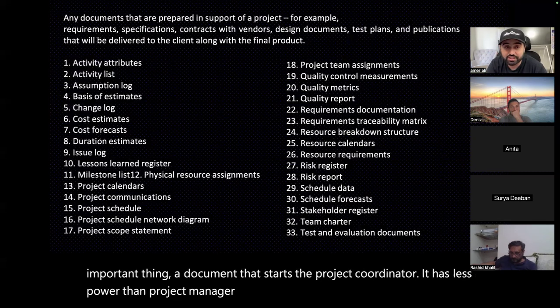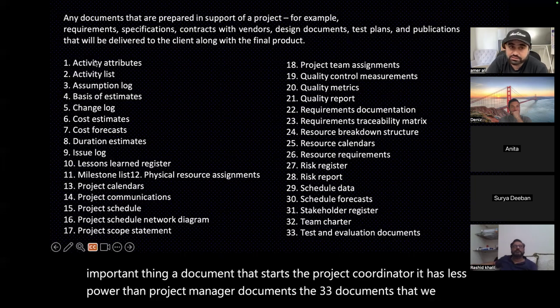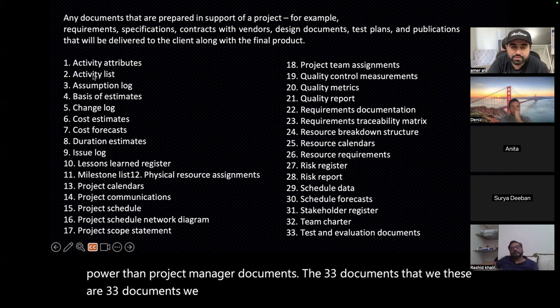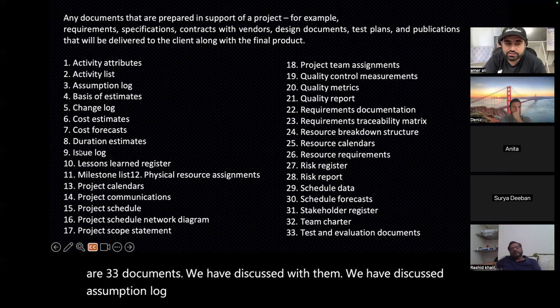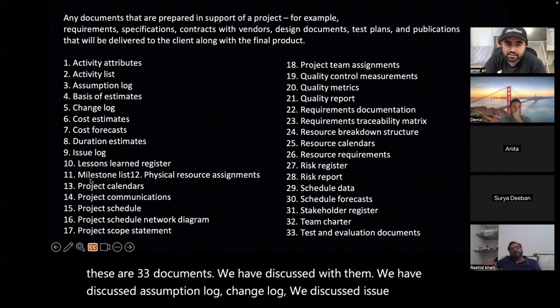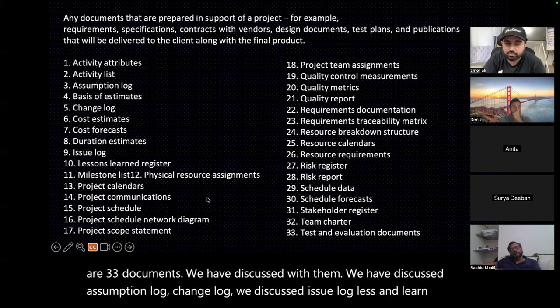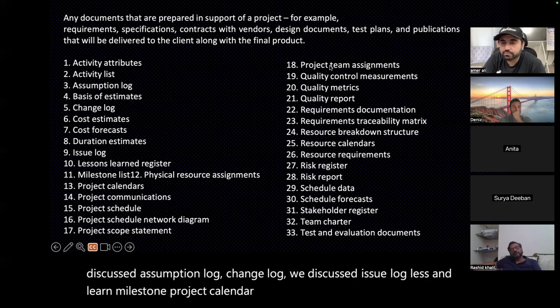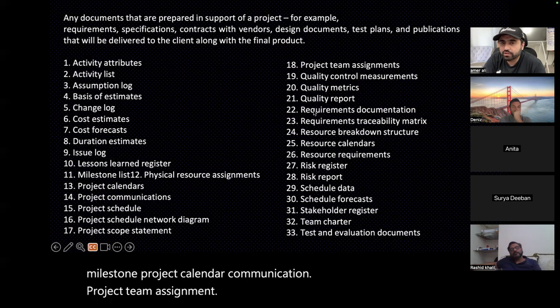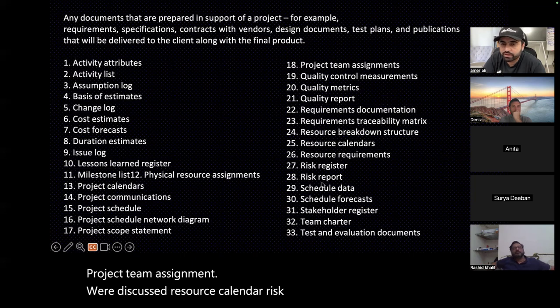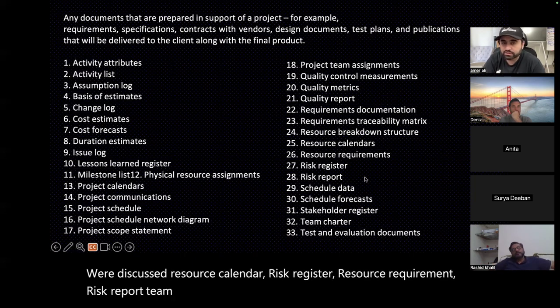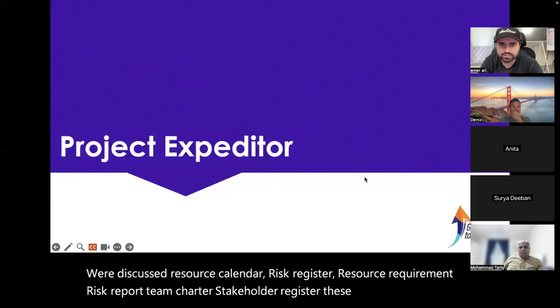Documents, these are the 33 documents. We have discussed assumption log, change log. We discussed issue log, lessons learned, milestone, project calendar, communication, project team assignment. We discussed resource calendar, risk register, resource requirement, risk report, team charter, stakeholder register. These we have discussed. The remaining we will discuss.